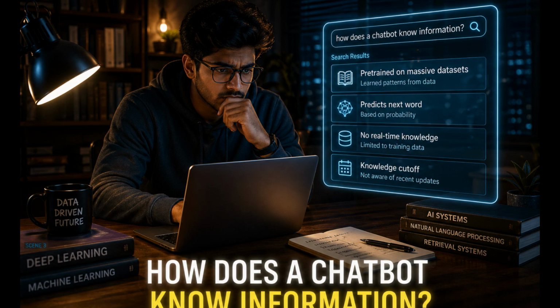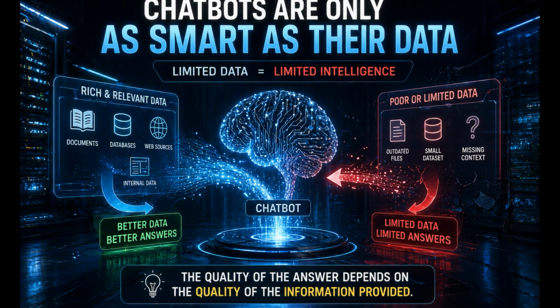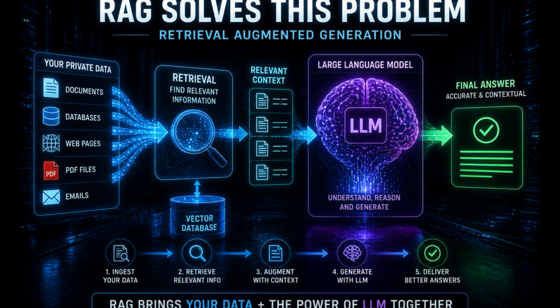And because of that, they can answer many general questions very fluently. But there is a serious limitation. These models do not have direct access to your latest documents, your company files, your private database, or any real time updated information. They only know what was present during training. So, if you ask something outside their memory, they may either give incomplete answers or sometimes generate completely wrong information. This problem is commonly called hallucination.